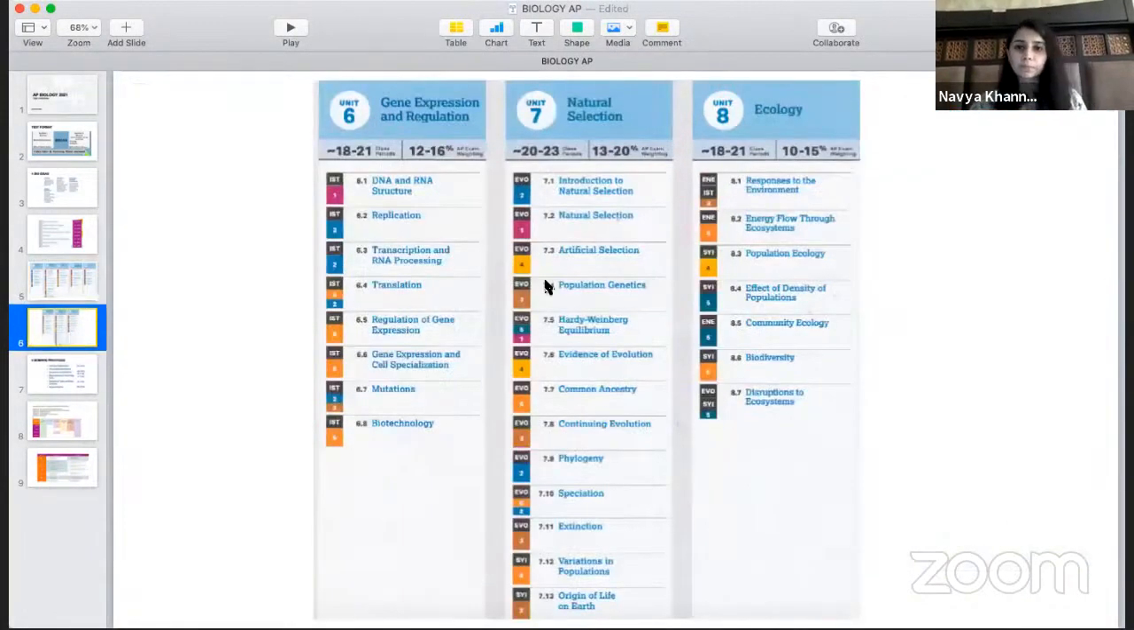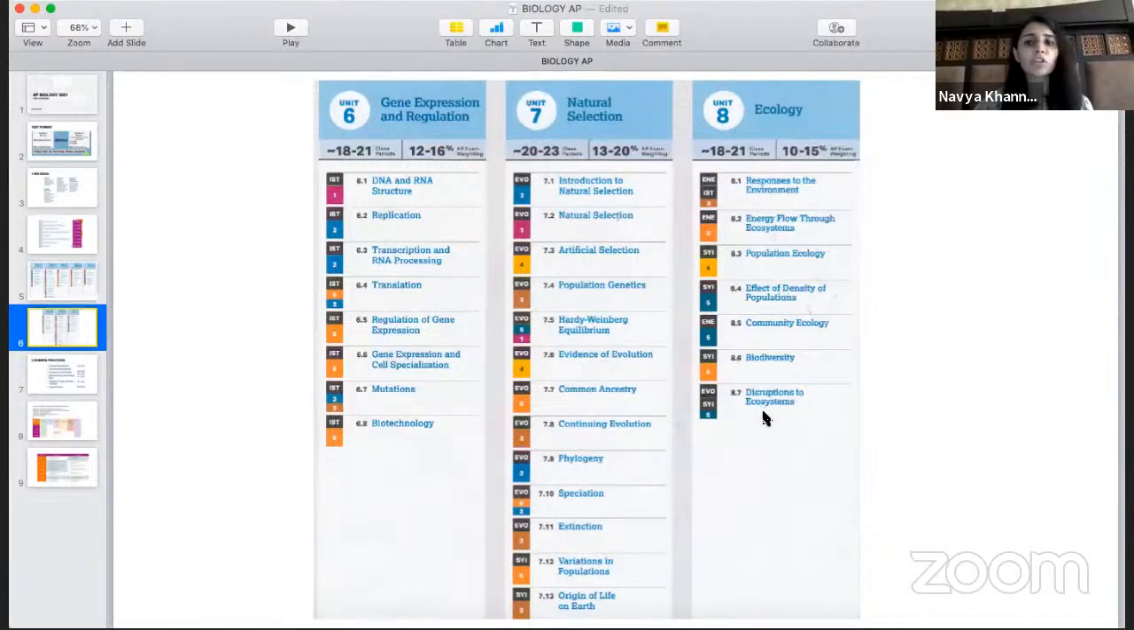Okay. Last unit is going to be ecology, again 10 to 15%. So more or less all chapters, or all units I should rather say, have the same weightage, right? They have almost 10 to 15%. Some have a little higher, like natural selection, others have a little lower, right? But almost all units you have to focus on equally.